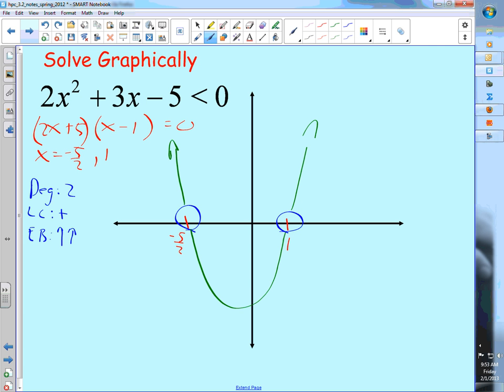The question is saying, what value of x is going to give me results that are less than 0? The ones that are less than 0 are down here. It's between your two roots. So my interval that's going to be the solution here is going to be from negative 5 over 2 to positive 1.